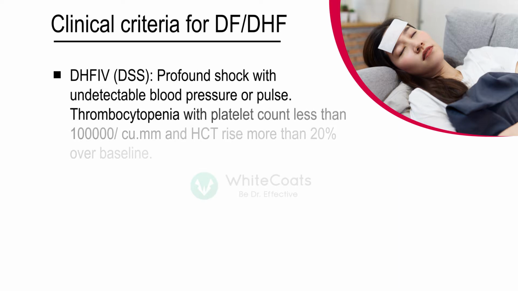Dengue hemorrhagic fever 4 or dengue shock syndrome is characterized by profound shock with undetectable blood pressure or pulse. Thrombocytopenia with platelet count less than 100,000 per cubic millimeter and hematocrit rise more than 20% over baseline.